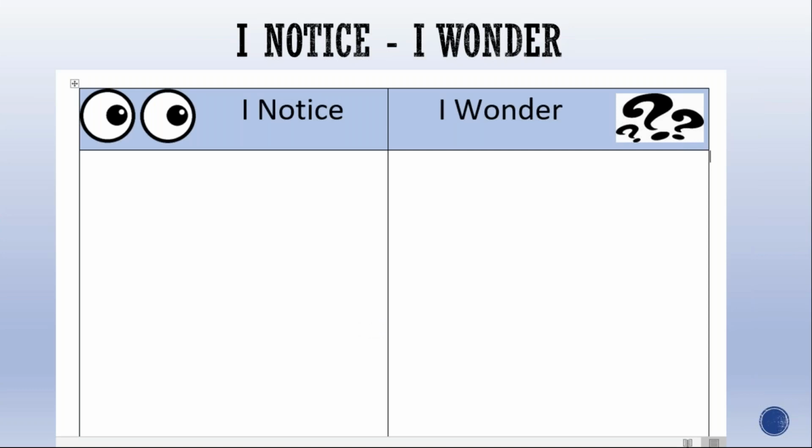One of my other favorite strategies is I notice, I wonder, and there's a variety of ways to do this as well. This is a graphic organizer where you show a visual or a video clip, and on the left-hand side, they write down everything they notice about it. On the right-hand side, they write down questions they have about it. So if you don't want to use a handout, you could also have them just draw a line on a piece of paper, and it works the same way.